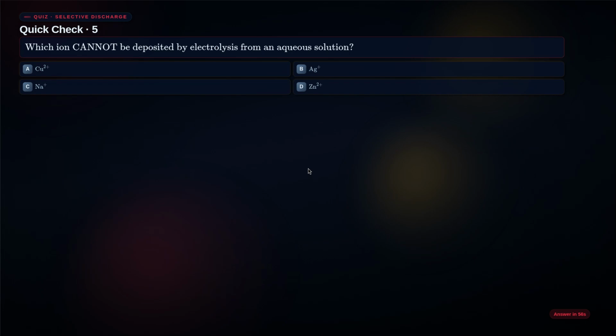Final quiz question. Which ion cannot be deposited by electrolysis from an aqueous solution? Option A, Cu2+. Option B, Ag+. Option C, Na+. Option D, Zn2+. Consider the reduction potentials and the selective discharge rules to find the answer.